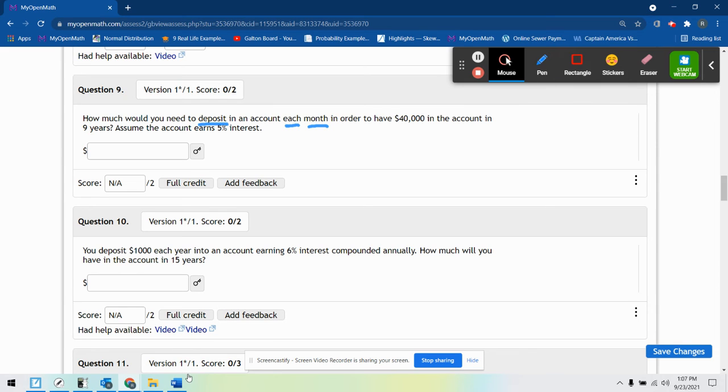Come on now. Let's get that pen back. There we go. And now it's not working. Whatever. This is an annuity formula. Okay. My pen's not working for some reason. Okay. Whatever.